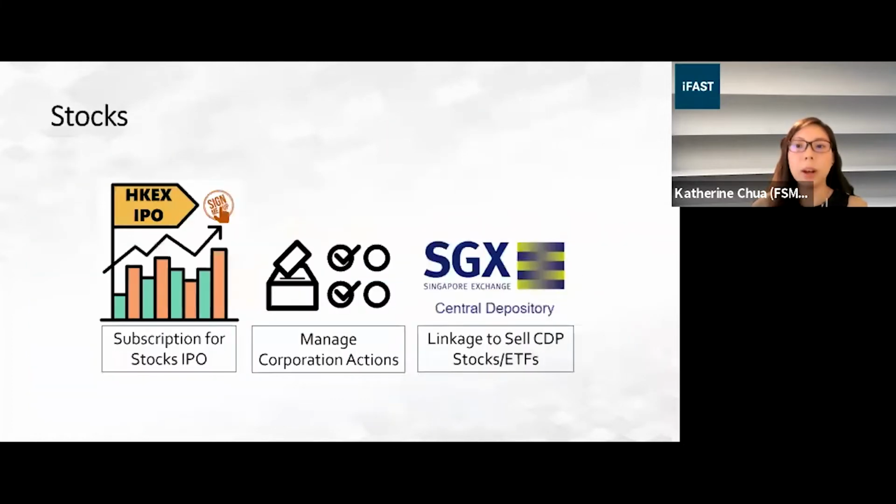Yeah, so using our platform, you will be able to participate in stock IPOs or even be alerted to any corporate actions on your invested securities. So you may choose to opt in for scrip dividends, participate in AGMs, rights issues, and so on and so forth. Everything is done online. Even with our CDP linkage form, you can link your CDP account, and we will help you to sell your shares through your CDP account at the same attractive rate of 8.80.